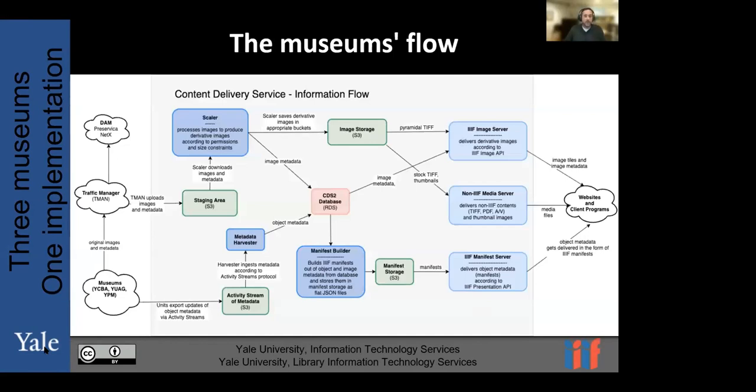The basic flow follows this. Along the left, the museums populate the TMAN database, upload master images, and publish activity streams. For CDS2, the activity stream triggers the creation of the IIIF image and manifest via the harvester. Image metadata and object metadata are combined in a central database, allowing for the creation and storage of the manifest as flat JSON files. Images are converted into pyramidal TIFFs and non-IIIF images are collected. Both types of media are put into each unit's storage areas.